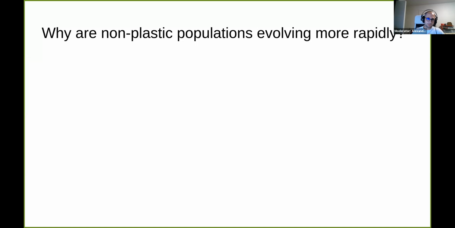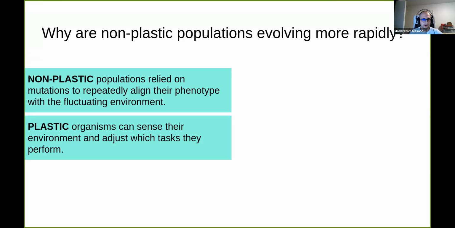And so, to start to wrap up: why are these non-plastic populations evolving more rapidly? We dug more into this with some data that's in the paper. Basically, the non-plastic populations are relying on mutations to repeatedly align their phenotype with the fluctuating environment, and the plastic organisms can just sense their environment and adjust what tasks they're performing.